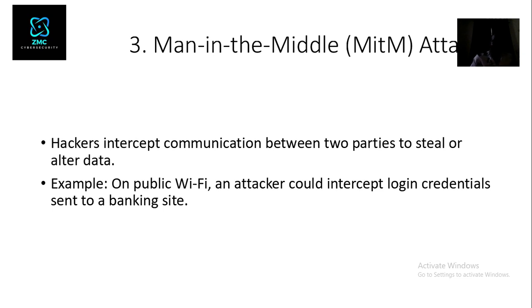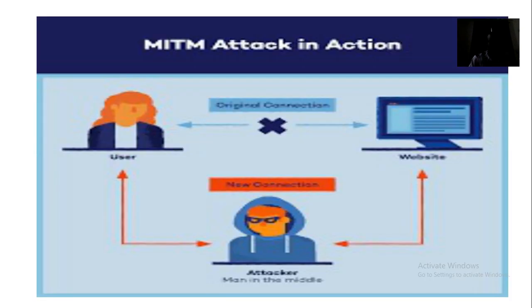Another example is on public Wi-Fi, where an attacker could intercept login credentials sent to a banking site. On a public Wi-Fi where you have more than three or four users, as long as they are connected to that Wi-Fi, an attacker can hack into it, have access to their systems, and see exactly what each and every one of them is doing. So this is a graphical explanation of how it works.